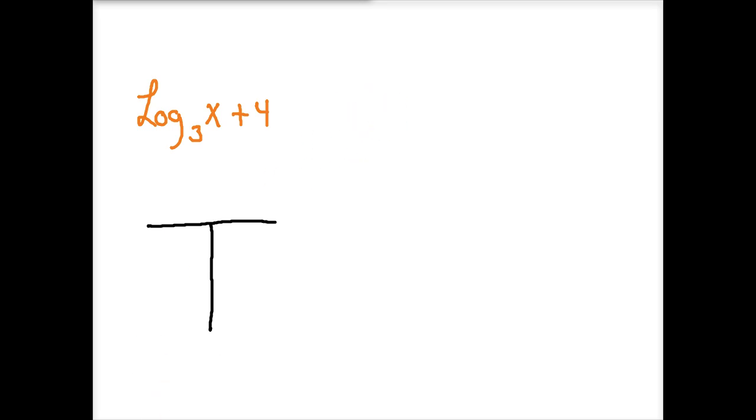So we would look at the exponential form of this. We would have 3 to the y equals x, because remember that this whole thing is equal to y. When we switch to exponential, we keep our same base. Our y is our exponent, and then x, our object, comes out here. I've ignored the plus 4. I'm just switching to exponential.